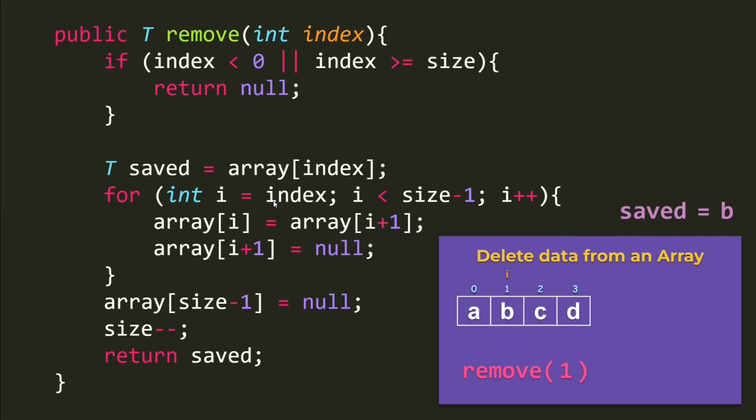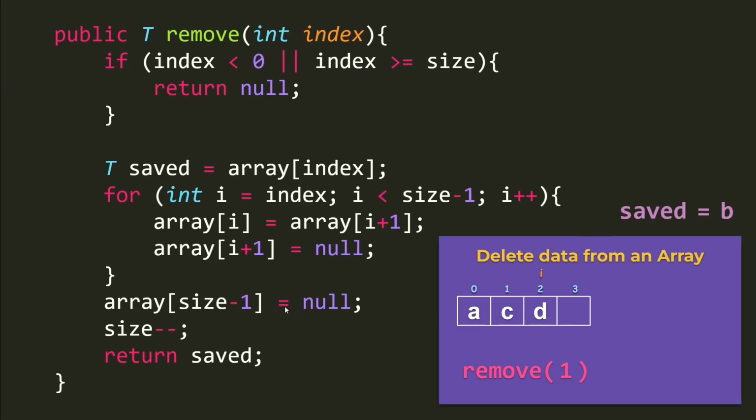So in this for loop, we put i at the index. So index is 1, we're going to put i here. Then we're going to look at the data in i plus 1. And we have C. So we take C and we move it to the left and repeat this process. So now we move i up and we look at i plus 1. We have D, so we take D and move it to the left.